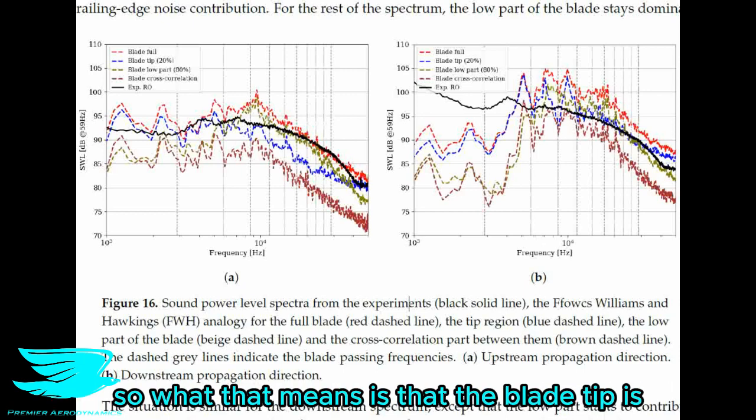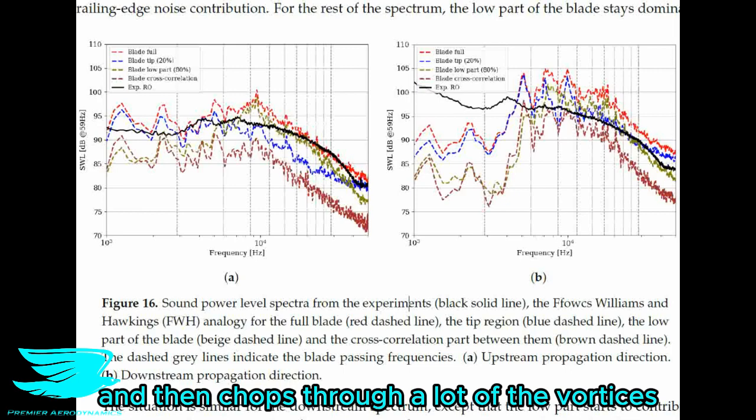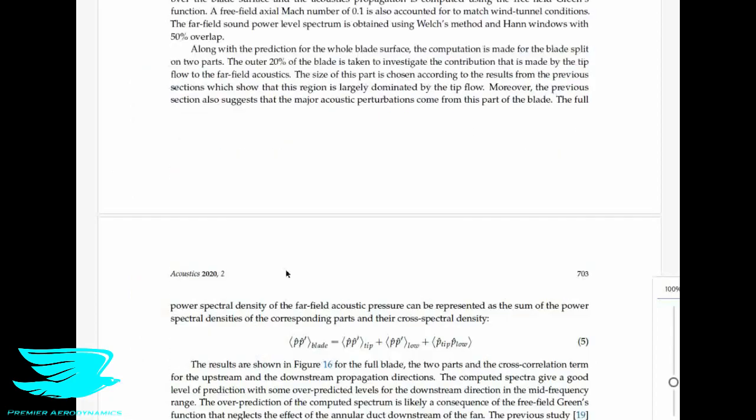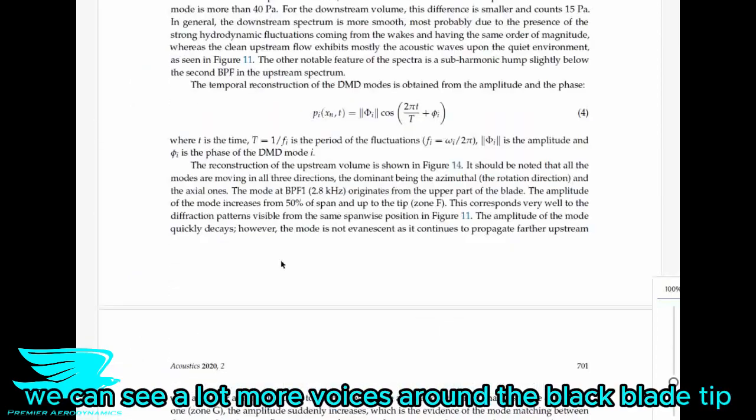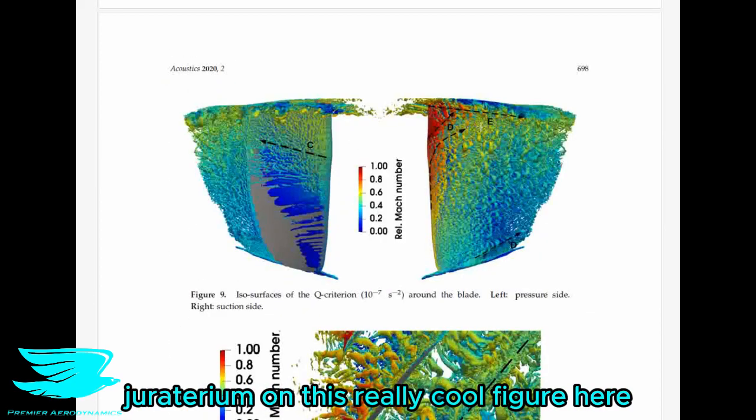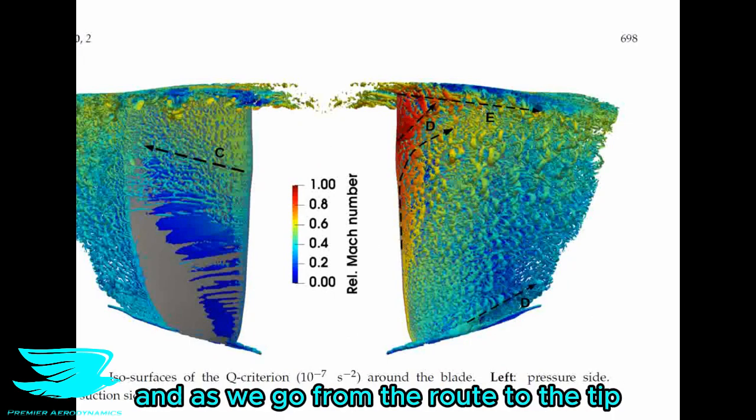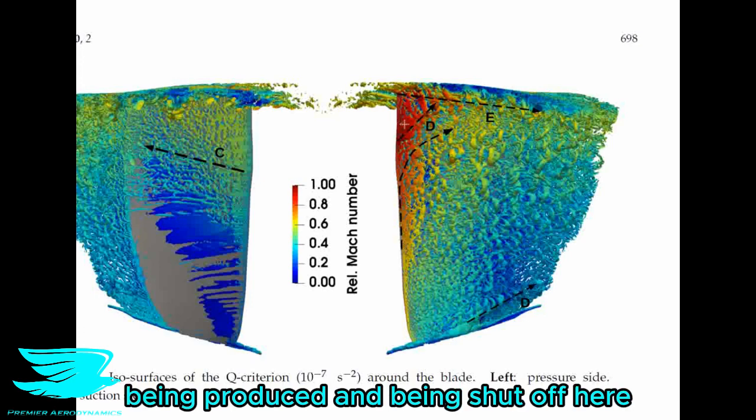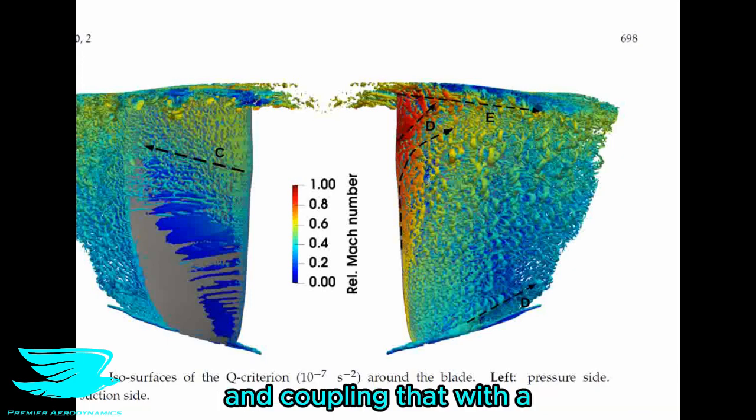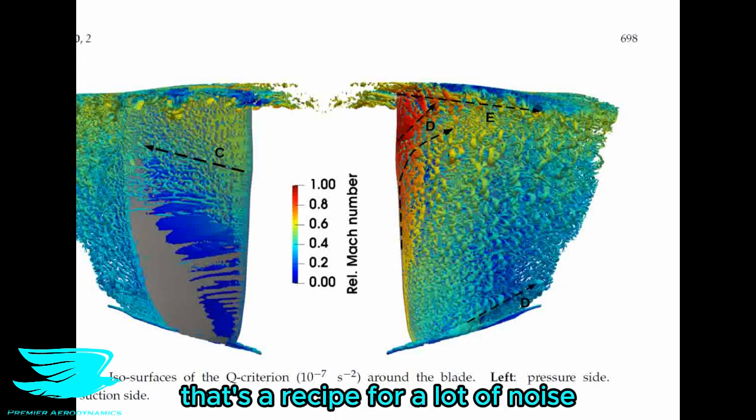So what that means is that the blade tip is the main troublemaker here, which makes sense because that is the part that creates vortices and then chops through a lot of the vortices. So in figure 9, let's scroll back up to that figure. So figure 9, we can see a lot more vortices around the blade tip, and they are moving faster. So if you remember that Q criterion on this really cool figure here, you see how many more vortices there are around here, and as we go from the root to the tip, how many more vortices are being produced and being shed off here. And that all translates into a lot more potential for producing noise. And coupling that with an edge that can intersect these vortices, that's a recipe for a lot of noise.